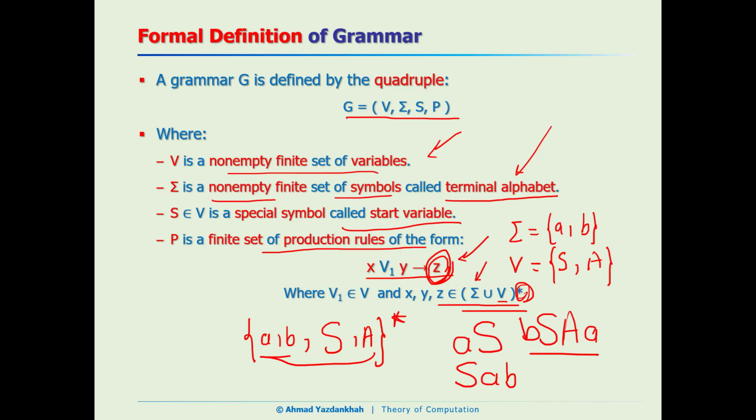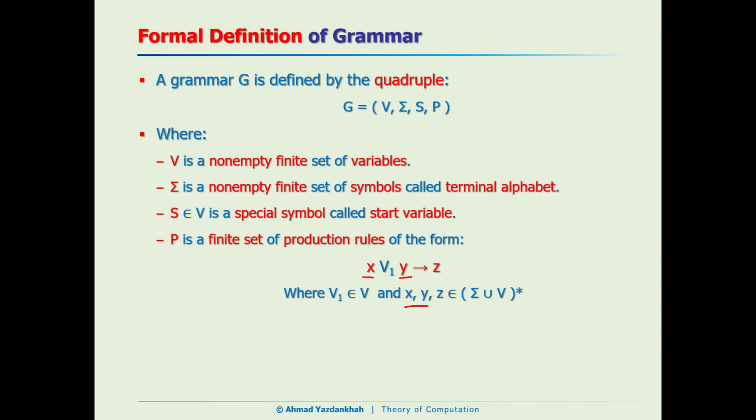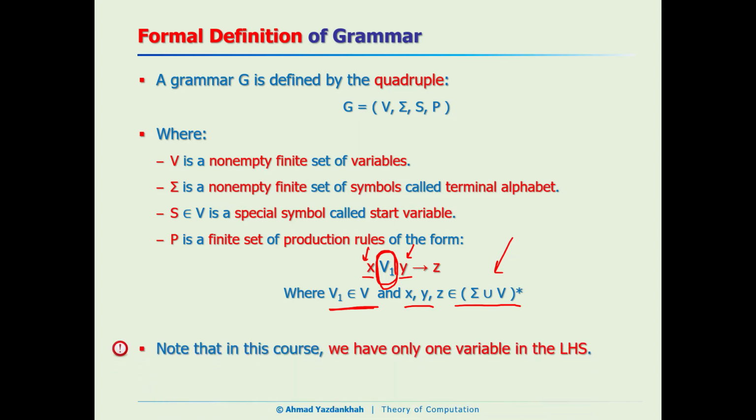How about on the left side? X and Y are the same thing. They belong to the same set. And we have one V1 here that belongs to the variables. This means that on the left-hand side, we need to have at least one variable, because X and Y can even be lambda or empty. But this V1 that belongs to the variables guarantees that on the left side, we always have at least one variable.